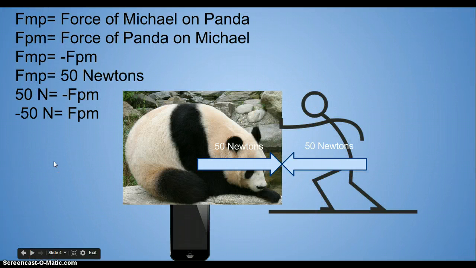Okay, so to solve this, you need to break down the problem into its forces. So F_MP would be equivalent to the force of Michael on the panda. F_PM would be the force of panda on Michael. So F_MP, according to Newton's third law, is equivalent to negative F_PM.